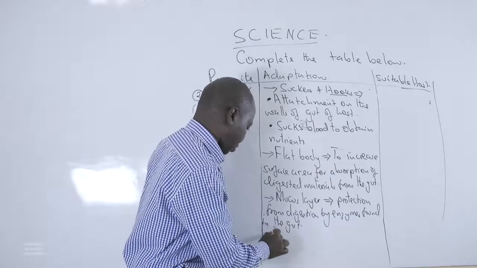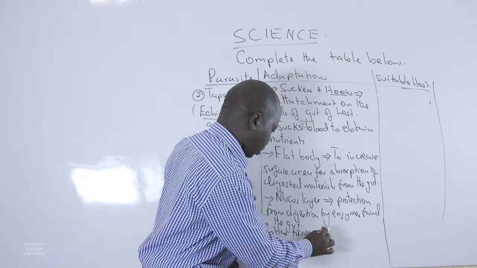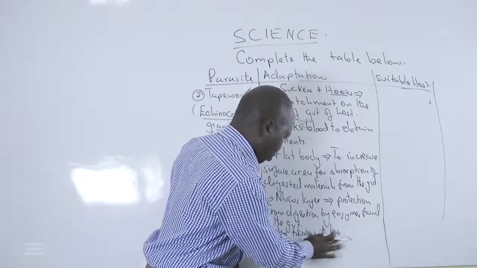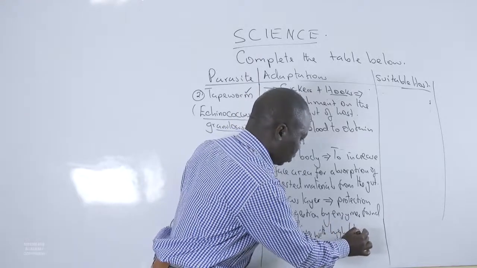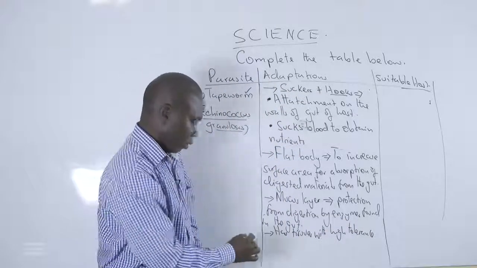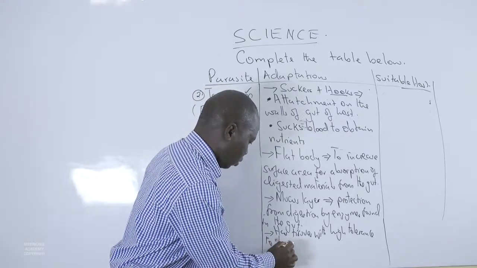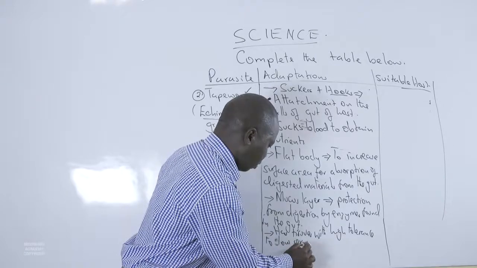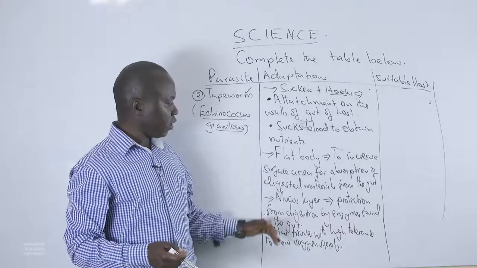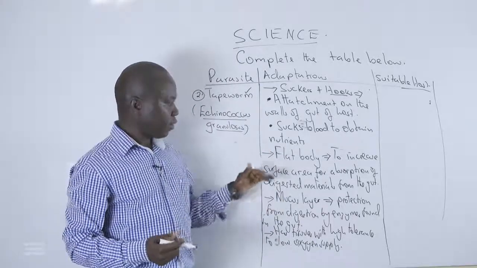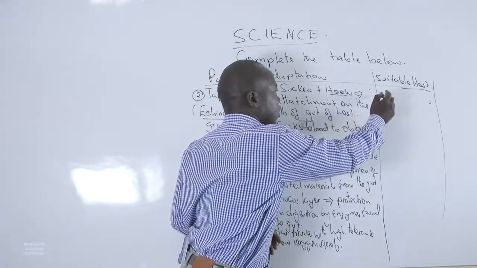Tissues with high tolerance, not low, with high tolerance to low oxygen supply, or limited. So because of this, it can be able to survive these features. It can be able to survive in the digestive tract without being destroyed.